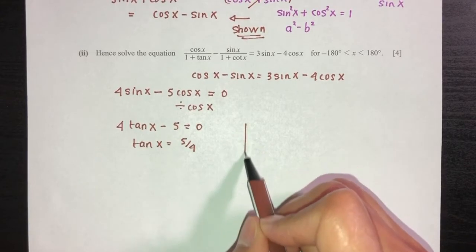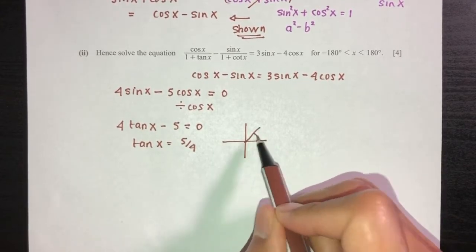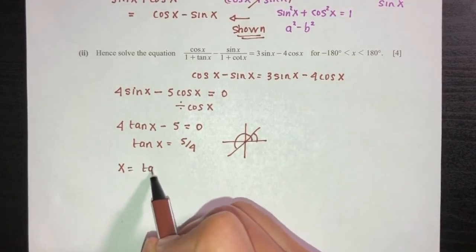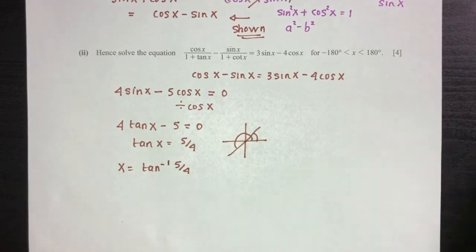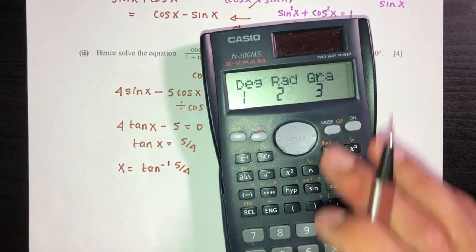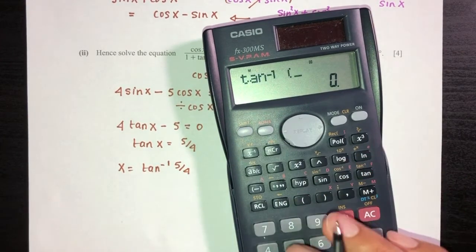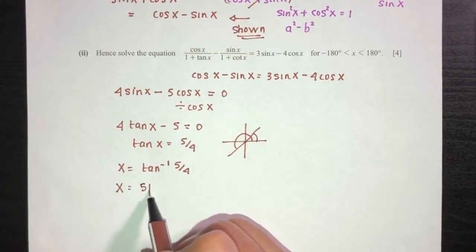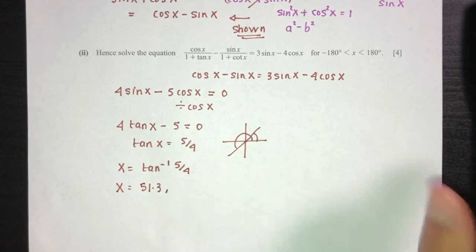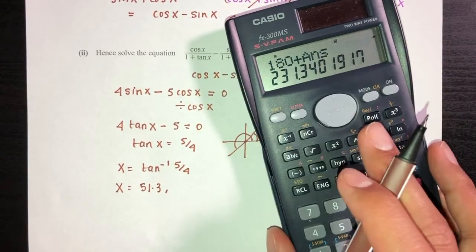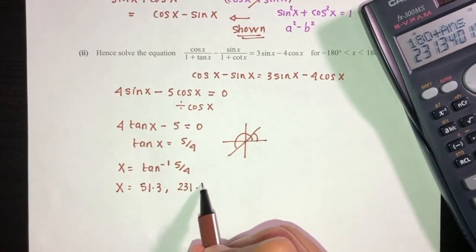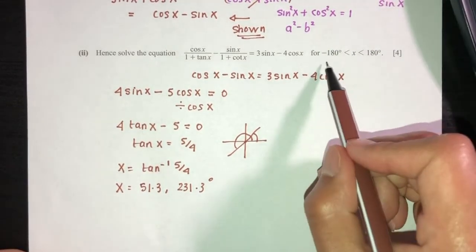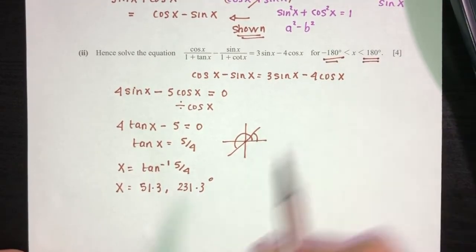So now when tan is positive, the value is in this first quadrant and also in this quadrant, right? So the value of x will be tan inverse 5 over 4. Let's use degrees. Tan inverse 5 over 4 should be 51.3. X is 51.3, and it can be 180 plus the answer, 231.3. Those two values of x. Now the range is between minus 180 and 180.